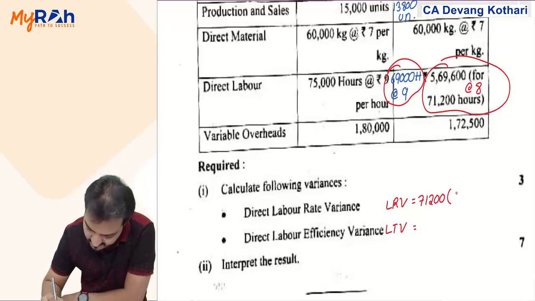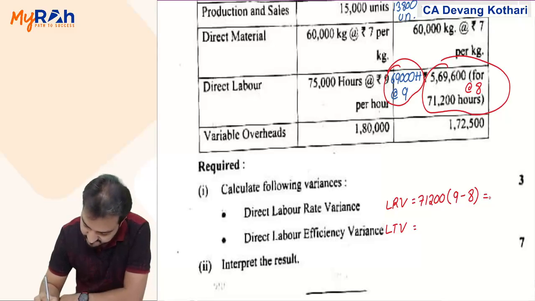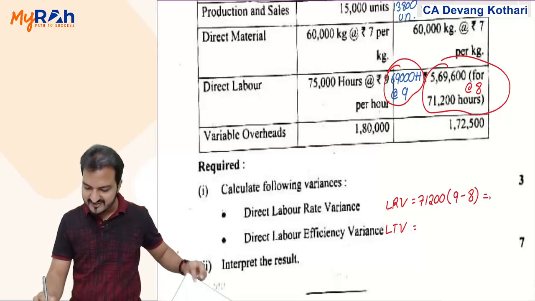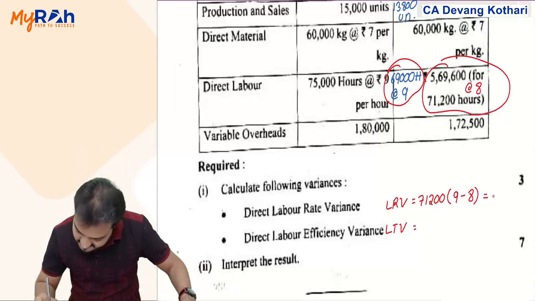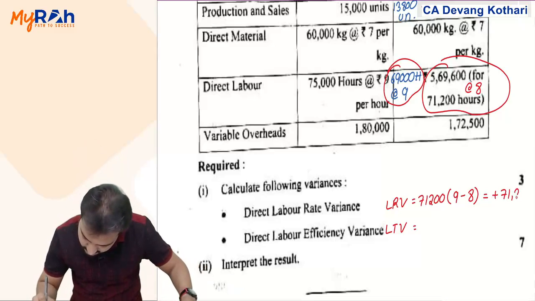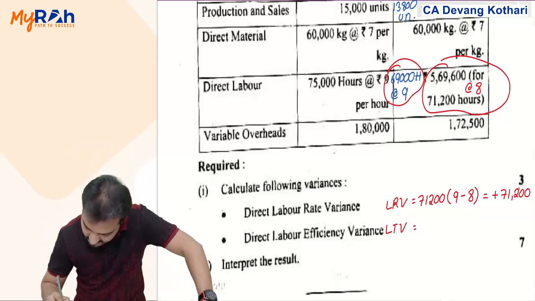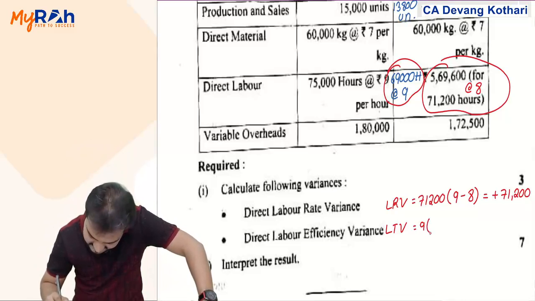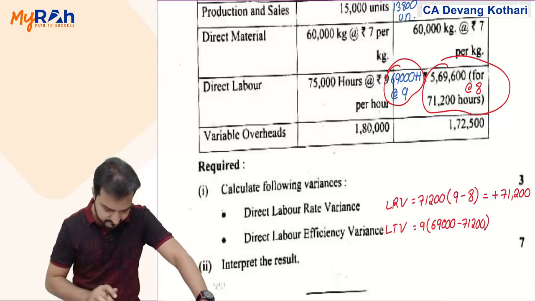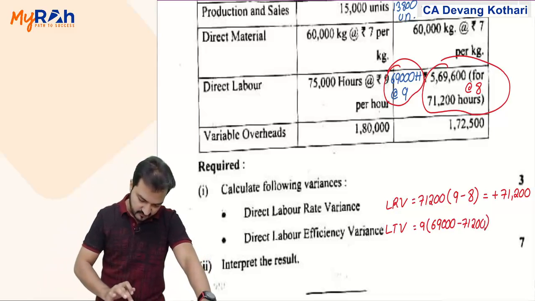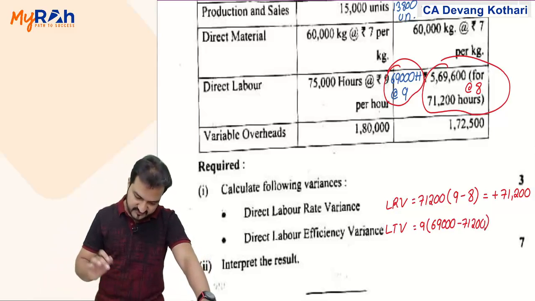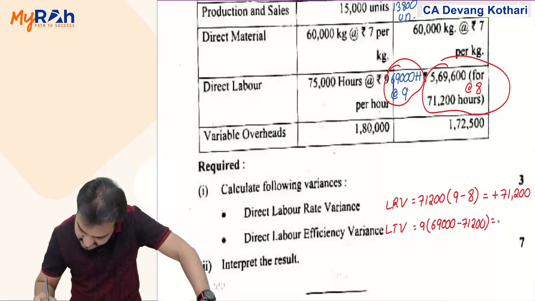71,200 into standard rate 9 minus actual rate 8. That gives you a positive 71,200 rate variance. Yes, you have saved on the rate, so your rate variance is positive 71,200. And your time variance formula: remember, it is standard rate 9 rupees into standard hours 69,000 minus actual hours 71,200. 69,000 minus 71,200 into 9 rupees is 19,800 adverse.